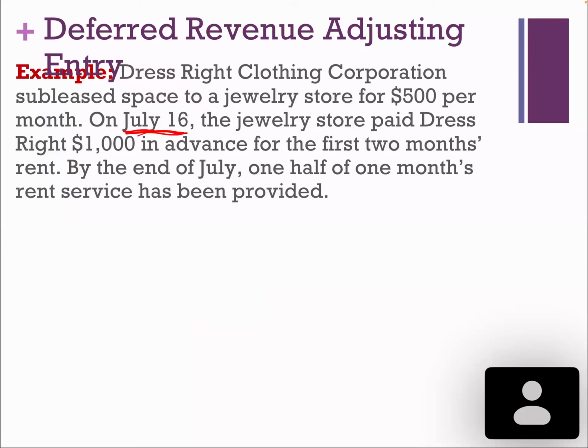Okay. So the original journal entry is they gave us cash of $1,000. Okay. But we haven't earned it yet, right? Because they actually haven't started using the space, right? So we had to give them space, but they paid us early. They paid us in advance. Okay, do you see that? So they're giving us cash.